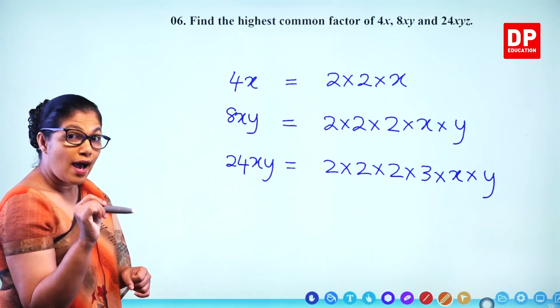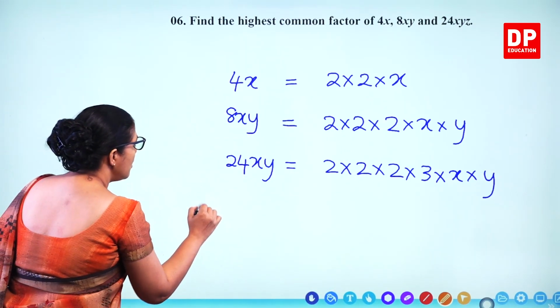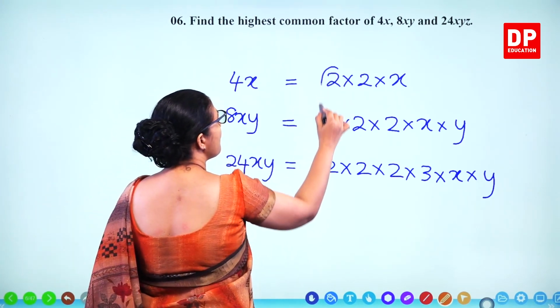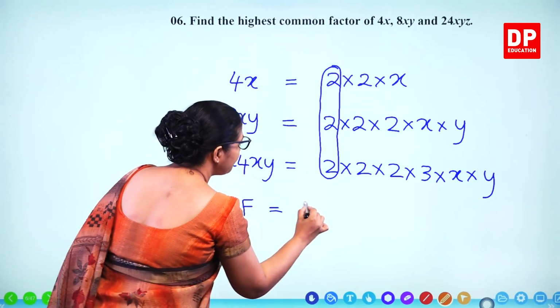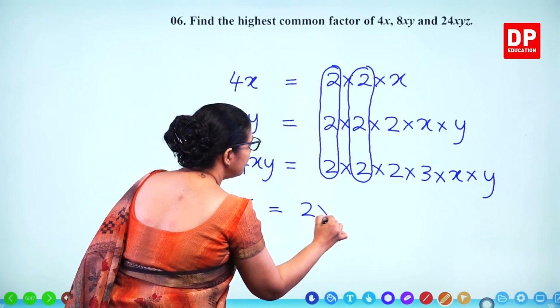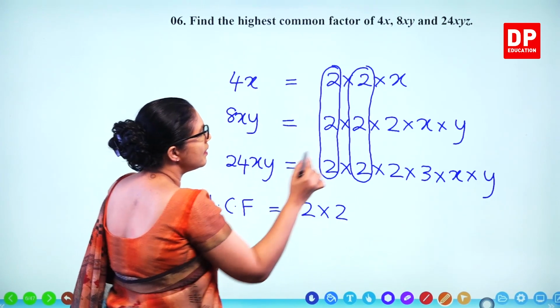Now to find the highest common factor, you take only the common factors. 2 is common. Another 2 is common. Then x is common.